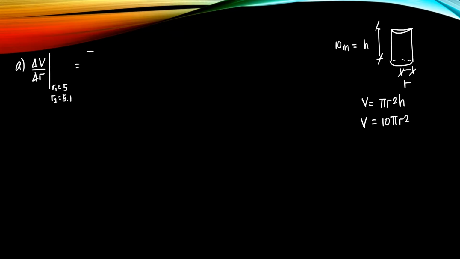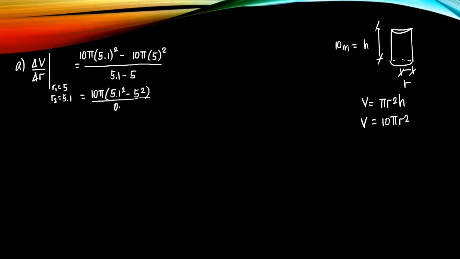So I can say pi, 10 pi times 5.1 squared minus 10 pi times 5 squared, divided by 5.1 minus 5. Or I factor out the 10 and then the pi. I'm left with 5.1 squared minus 5 squared. This is 0.1. And then the top can be factored out as 5.1 minus 5, times 5.1 plus 5, over 0.1. So this one cancels out. That's 10.1 times 10. That's 101 pi.